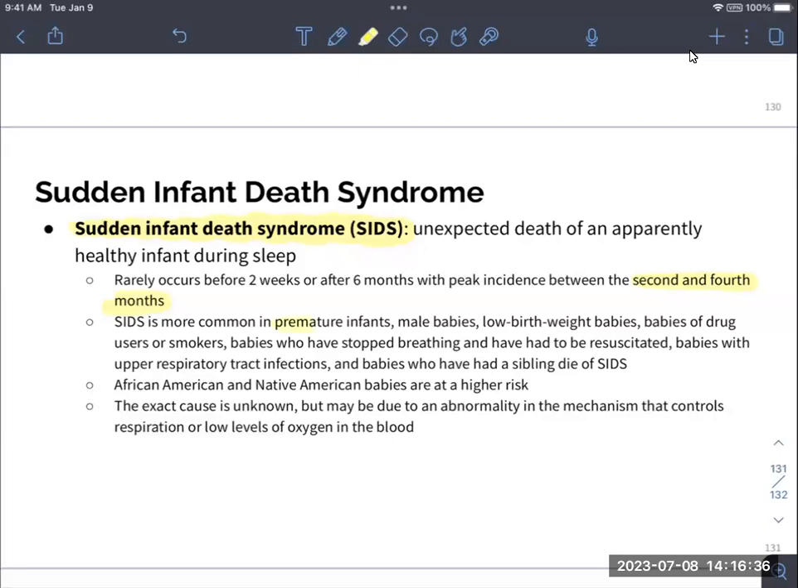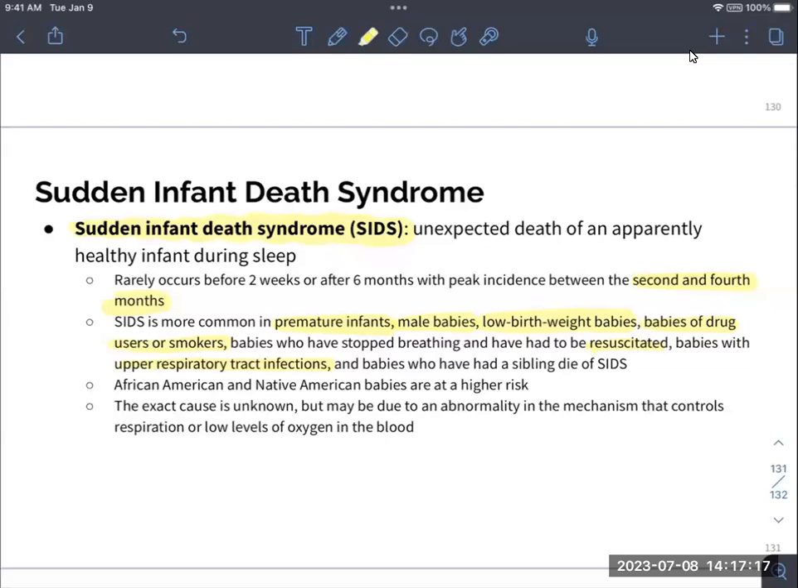And it's more common in premature infants, so they are born before their due date, males, low birth weights, babies of drug users or smokers, any baby that had to be resuscitated. Upper respiratory tract infections, and if they've had a sibling that has died of SIDS, they have a higher rate of it. African American and Native American babies seem to be at more risk. And we don't really know what causes it.